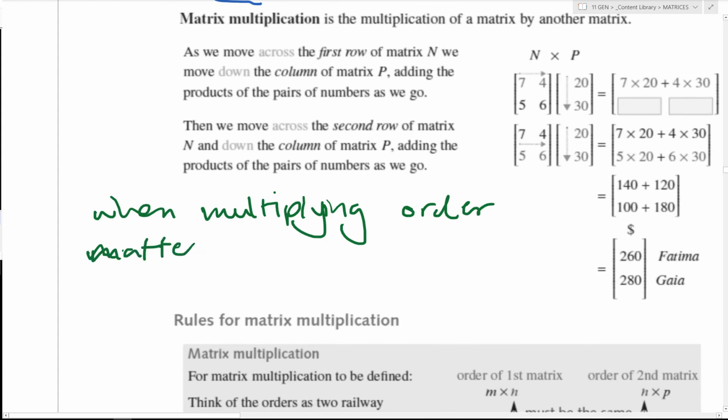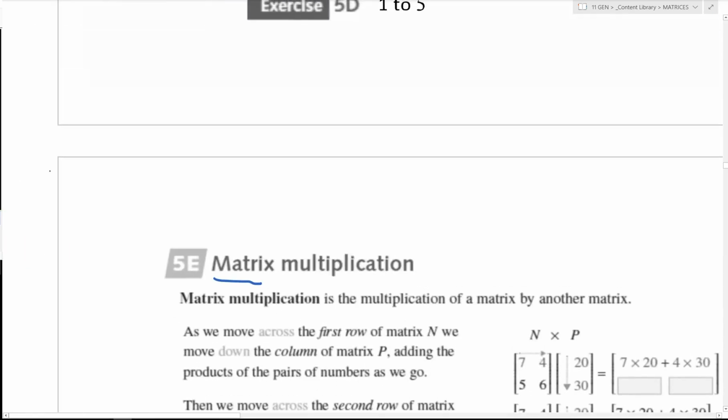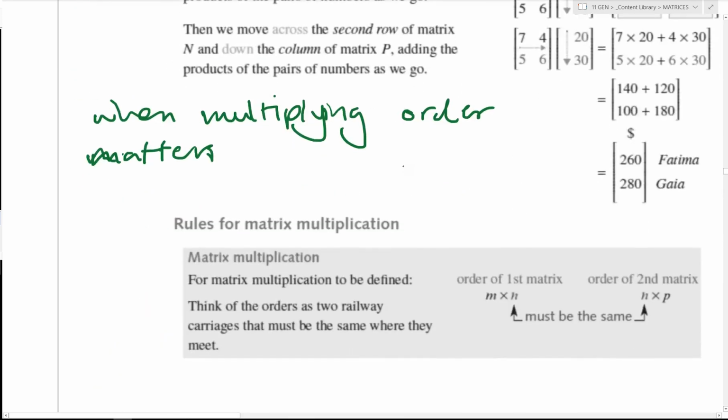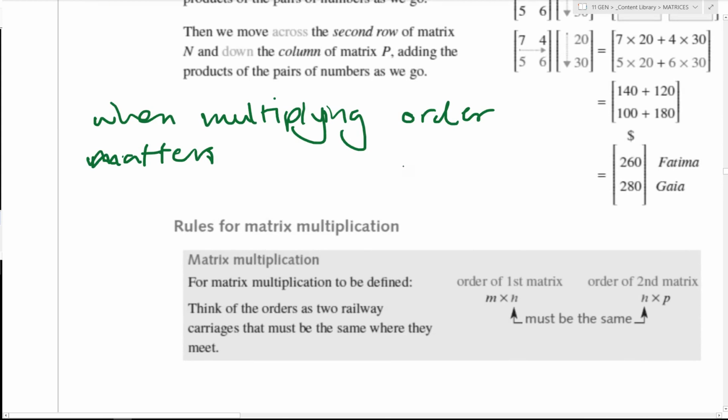And remember, if you forgot what order means, the order is just referring to the number of rows and columns in the matrix. So what's the order? For example, let's say we have this matrix, 1, 2, 3, 4, 5, 6. How many rows and how many columns? There are two rows and three columns. So the order is 2 by 3 with this matrix. So when multiplying matrices, the order of the matrix actually matters.